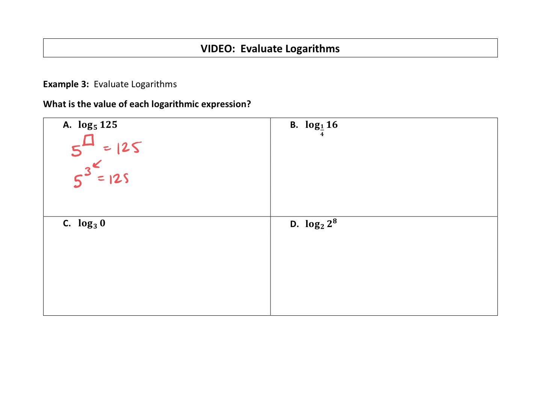So what that means is the value of our log base 5 of 125 equals 3. This would be our final answer that we have. What is the value of that logarithmic expression?